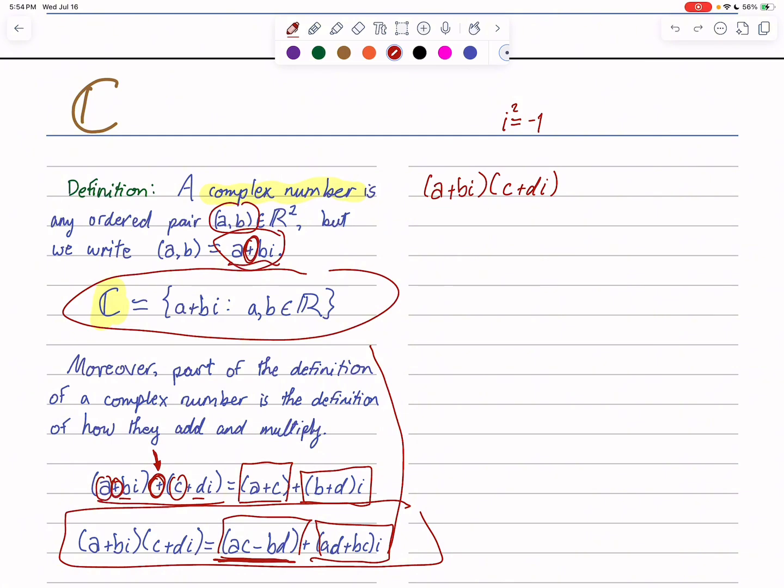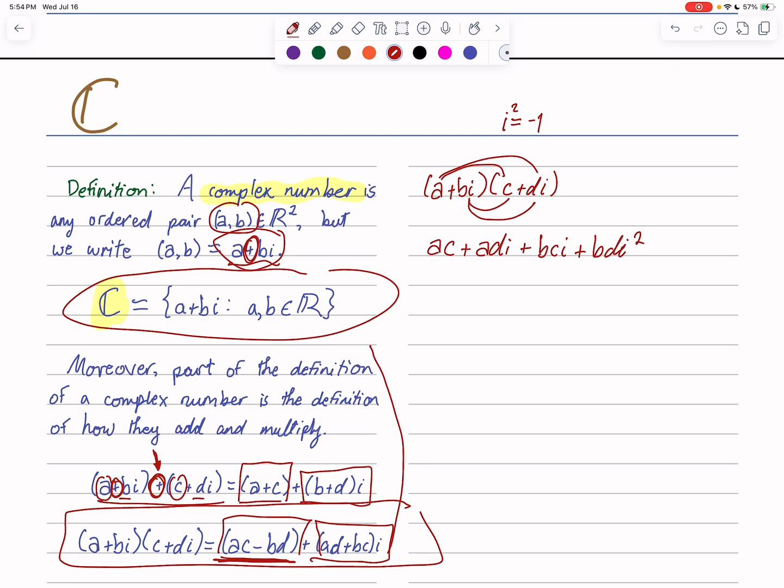You would distribute a so that you would get ac plus adi plus bci and then plus bdi squared. And then you would use the fact that i squared is -1. You'd group together your real parts, right?